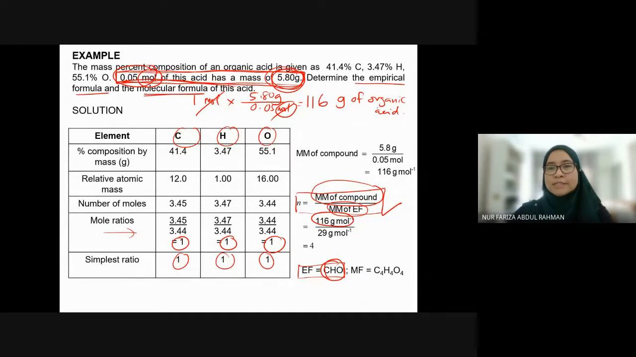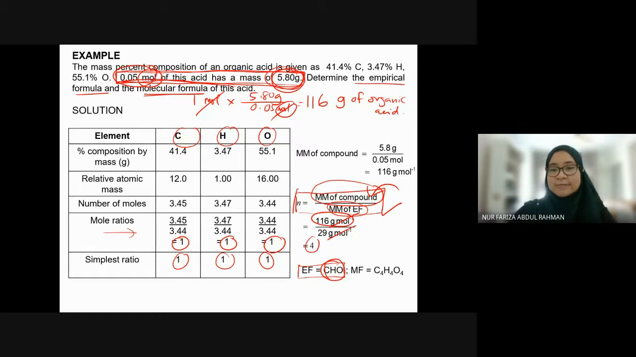116 gram of organic acid, this is for 1 mole. So we have that already. We can insert into the formula, and then we can solve for that. We got N is equal to 4. Gram per mole will be cancelled out.